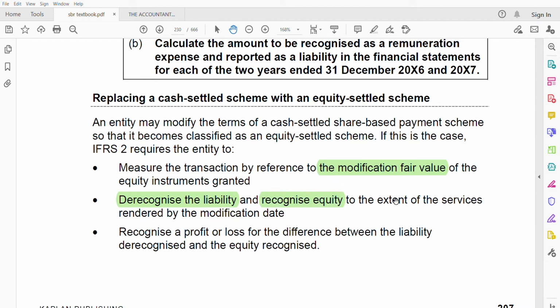This is to the extent of the services rendered up to that modification date, whatever services you have received. Next, recognize a profit or loss for the difference between the liability derecognized and the equity recognized. Whatever the difference is, you recognize it in profit and loss.